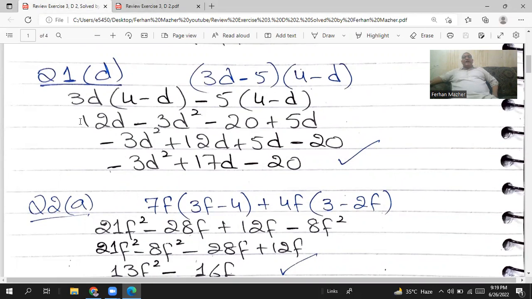So when you multiply it, you will get 12d. Then 3d will multiply with the minus d, it will give you minus 3d squared. Minus 5 will multiply with the 4, it will give you minus 20. And minus 5 multiplied with the minus d will give you plus 5d. So I will arrange the like terms together: minus 3d squared plus 12d plus 5d minus 20. So it will give you minus 3d squared plus 17d minus 20. So this is how you will do question number 1, the D part.